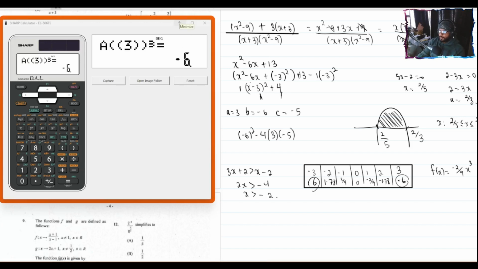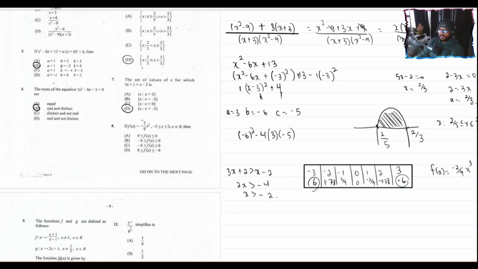So when you are writing the range of values for a function, the smaller value must come first. If the smaller value is -6, then -6 must come first, +6 must come last. The answer is C.